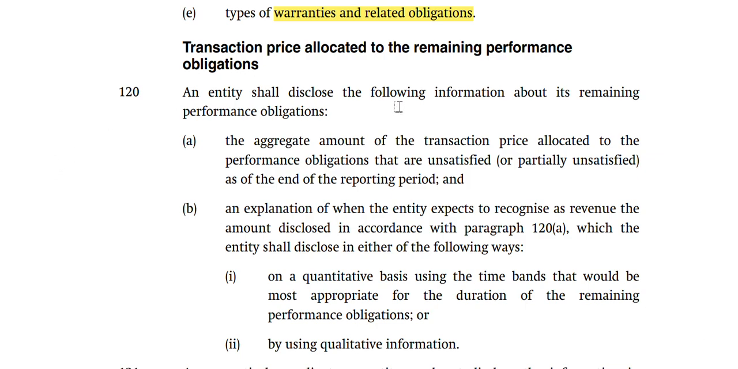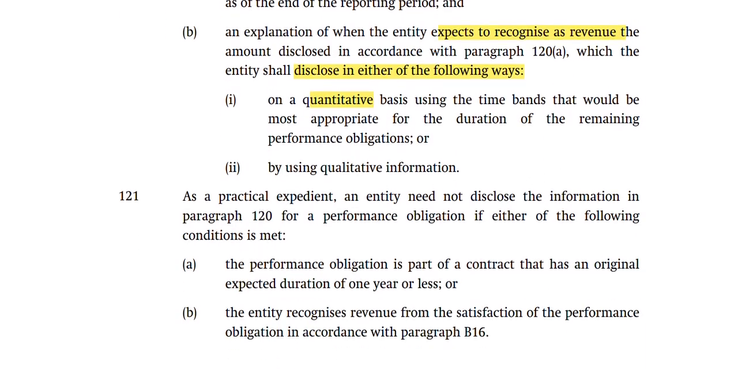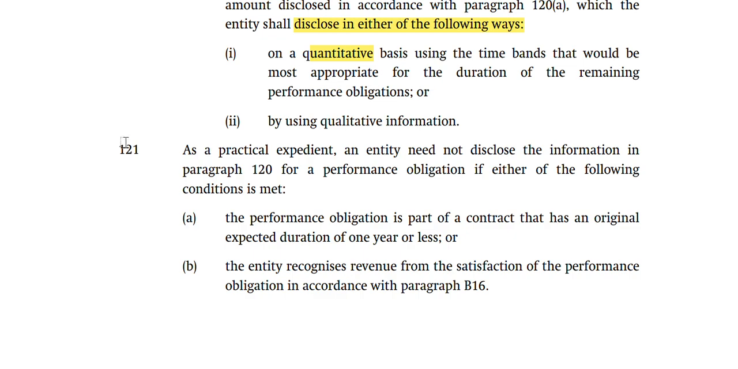Paragraph 120, an entity shall disclose the following information about the remaining performance obligation: the aggregate amount of the transaction price allocated to the performance obligation that are unsatisfied, and the explanation of when the entity expects to recognize revenue in amount disclosed in accordance with paragraph 120A, which the entity shall disclose in either of the following ways: on a quantitative basis, using the time bands that would be most appropriate for the duration of remaining performance obligation, or by using qualitative information. And we're looking at 121.